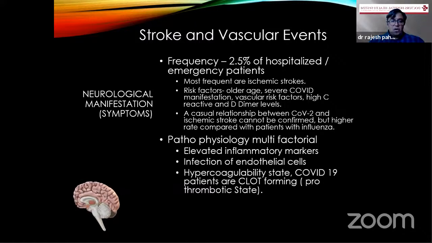There is at present no causal relationship established between COVID-19 and ischemic stroke, but it is observed that it is seen more in COVID-19 patients compared to influenza patients. Pathophysiology is multifactorial. It could be because of elevated inflammatory markers, or infection of the endothelial cells. And as COVID-19 patients have a hypercoagulable state, they are clot forming, which can lead to ischemic stroke.